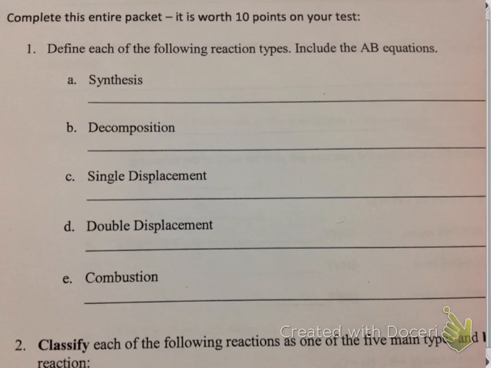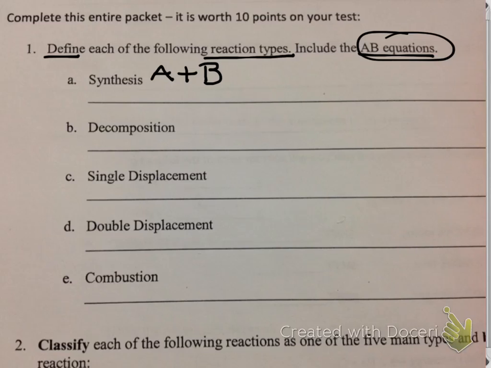So in the first section, we're looking at the different types of reaction types. Okay, and we have to not only define, but also write the AB equation. So let's start with the AB equation. So for synthesis, we have two things coming together to make one. So the AB equation would be A plus B yields AB.